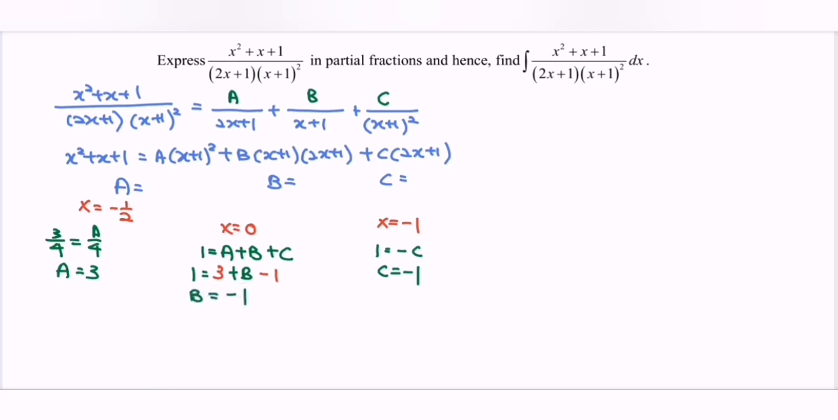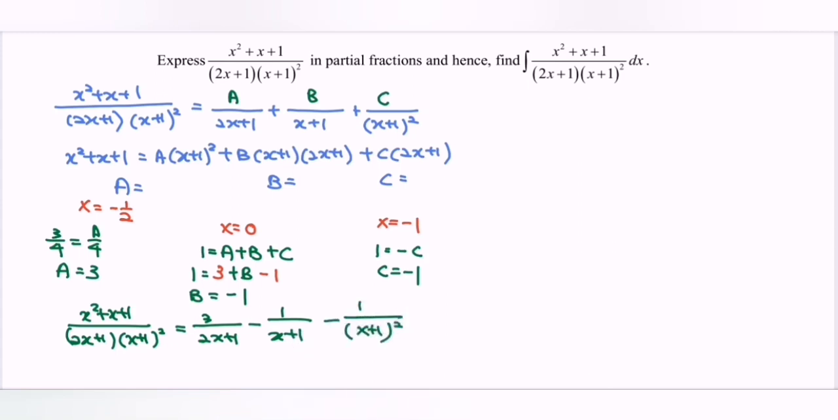So kindly substitute. Here we have (x squared plus x plus 1) over (2x plus 1)(x plus 1) squared equals 3 over (2x plus 1) minus 1 over (x plus 1) minus 1 over (x plus 1) squared. So that will be the partial fraction.